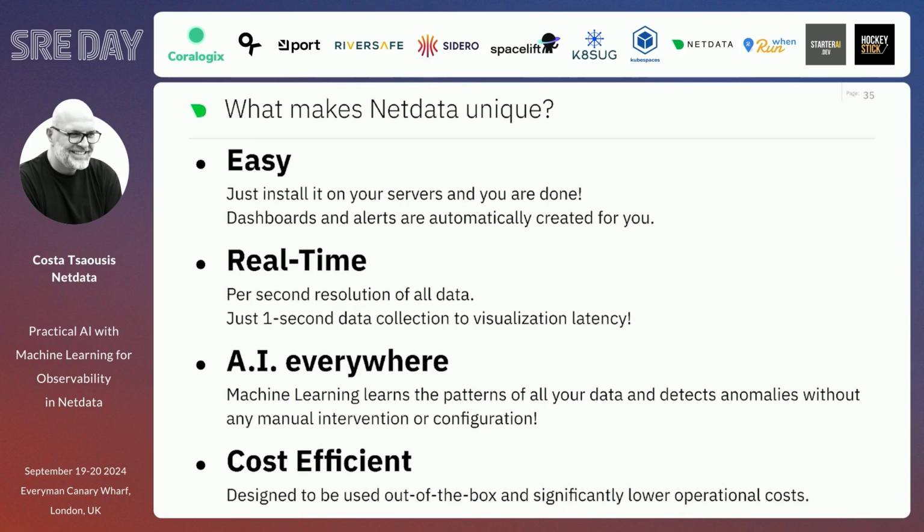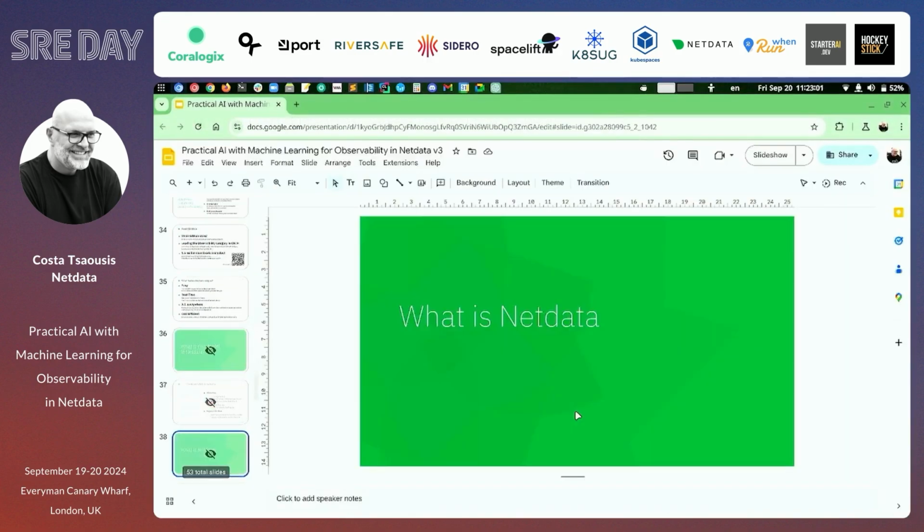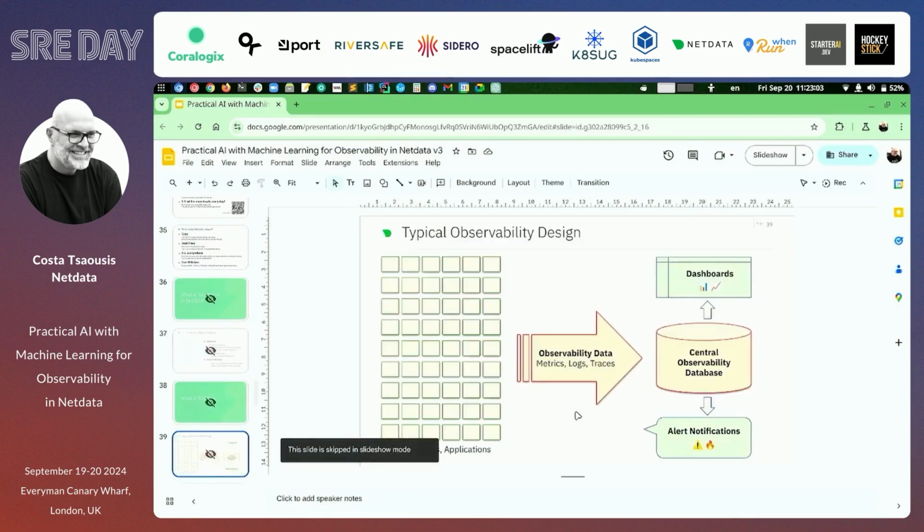The next is that we have, as you saw, machine learning and artificial intelligence everywhere to consult you, to give you better insights. And mainly because of the design, the data is a distributed design. So the traditional pipeline of most systems is like this. You have your servers, your infrastructure, you push all the data to some central database, and then you have dashboards and alerts.